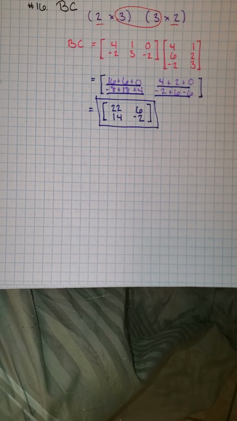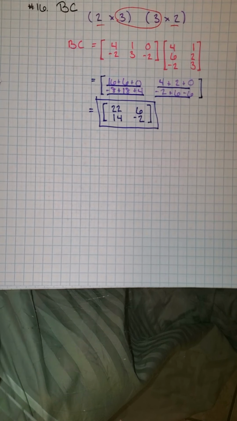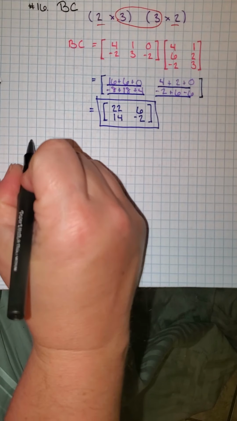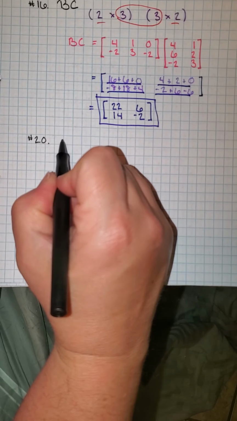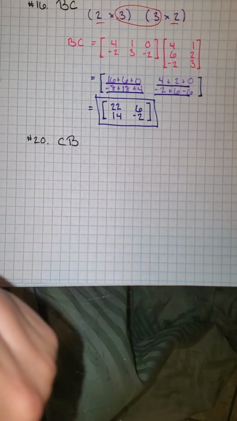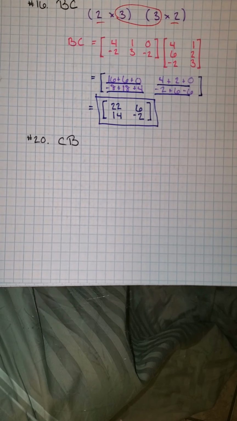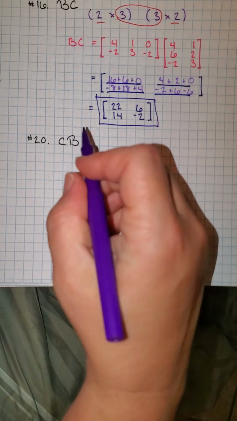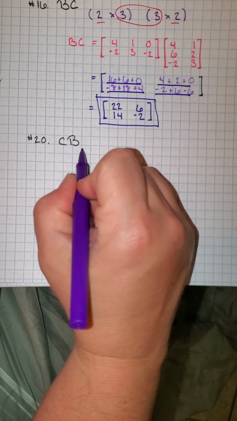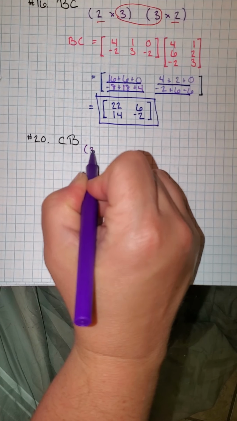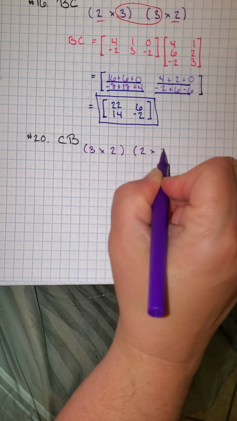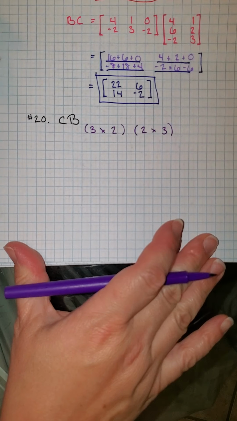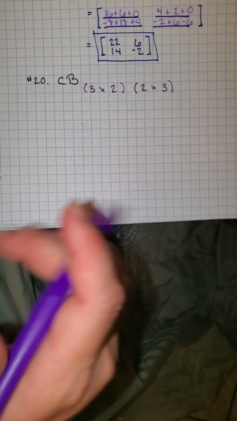All right, let's do one that's going to have a bigger answer. Let's look at number 20. Hopefully I'm not underestimating my amount of paper left. Okay, number 20, we're going to do C times B. We're going to go the opposite way. So C times B, you'd have a 3 by 2 times B, which is a 2 by 3. So this works because you have two 2's in the middle. Our answer will be a 3 by 3.